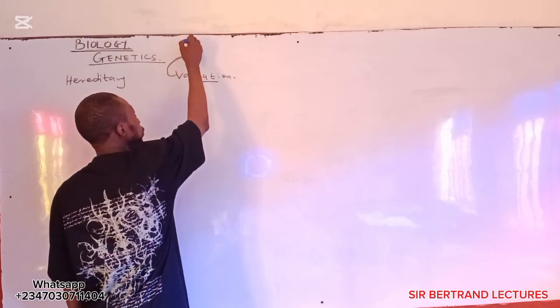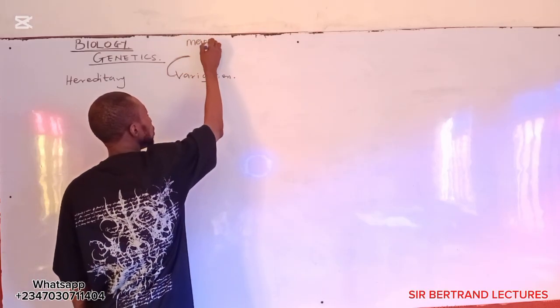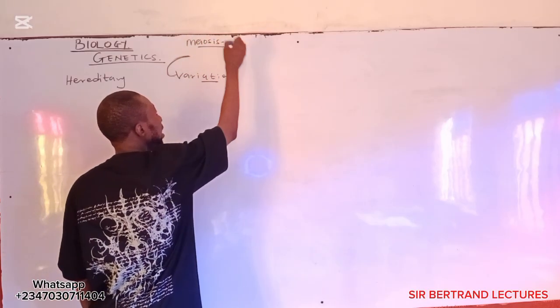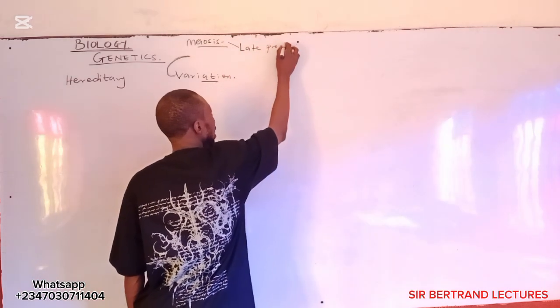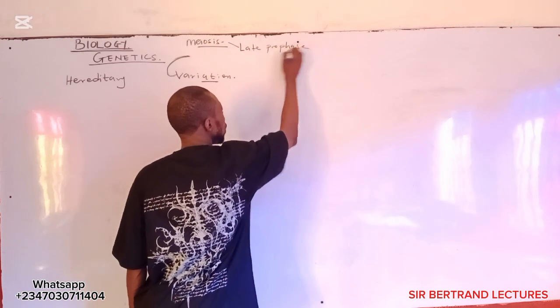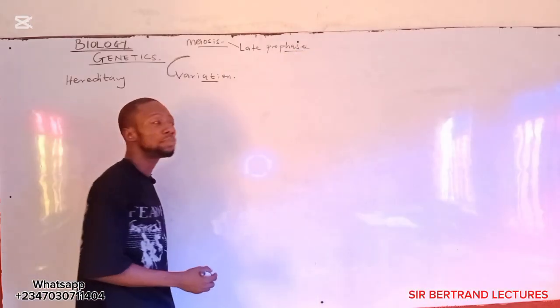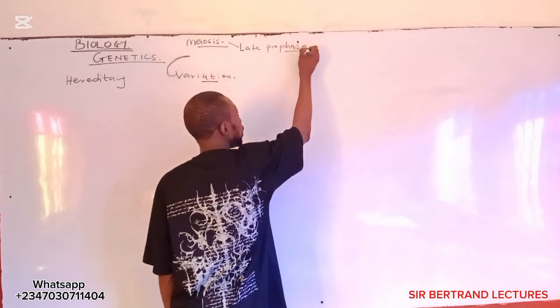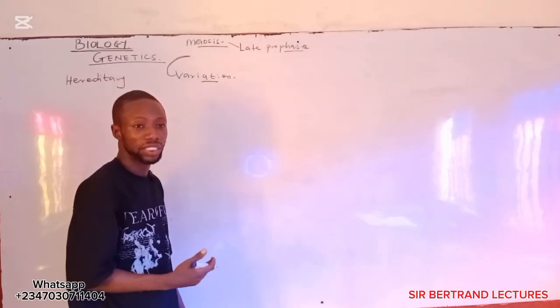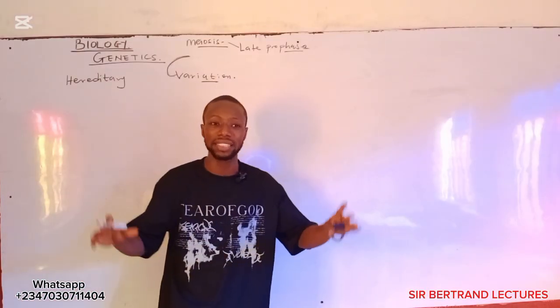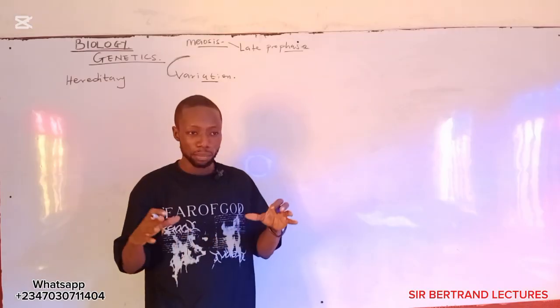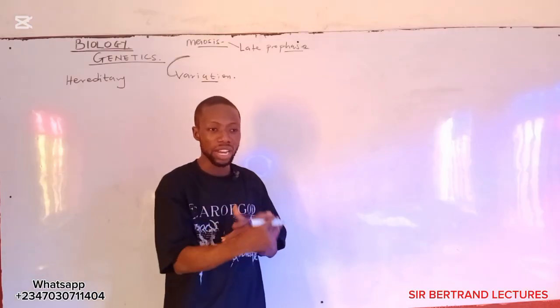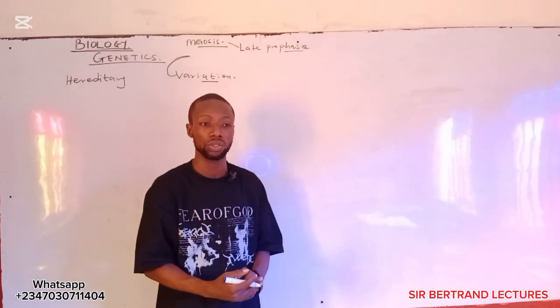Remember, during the cell division known as meiosis, at the late prophase, I've dropped this video in this channel. At the late prophase, there is exchange of genetic materials between bivalent chromosomes. And this exchange of genetic materials between bivalent chromosomes will result in mutation.